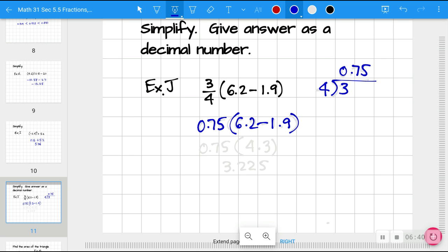Okay, the parentheses gets the highest priority here in the PEMDAS world. Parentheses first, exponents next. That's what PEMDAS is all about. Okay, so I subtracted first, and that's where the 4.3 came from. And now you multiply those numbers.